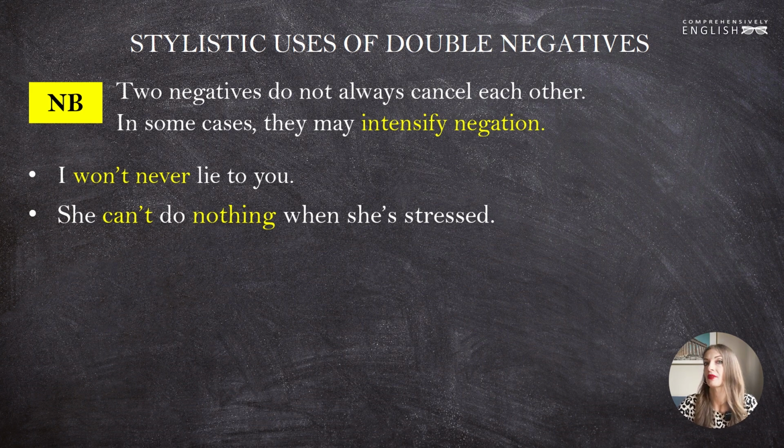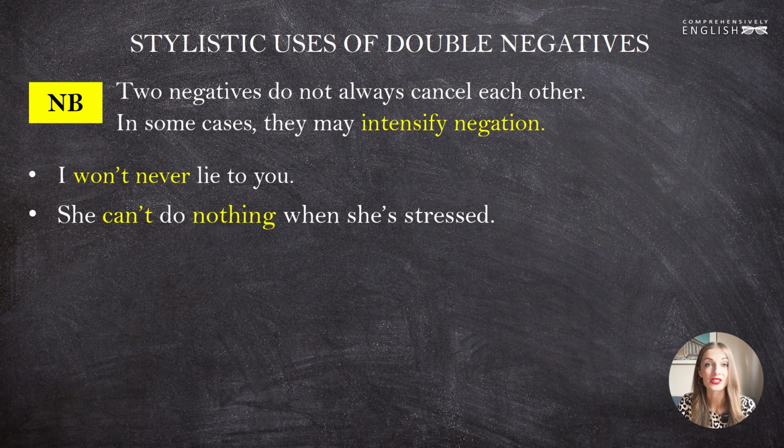She's absolutely helpless. This intensifying function we can see in those clauses or sentences where a verb or an adverb is in between our two negative components. For instance, in the second example, she can't do nothing. Do appears between two negative elements, can't and nothing, right? But in the first sentence, that kind of rule does not work. I won't never lie to you. Two negative components go just one after another.